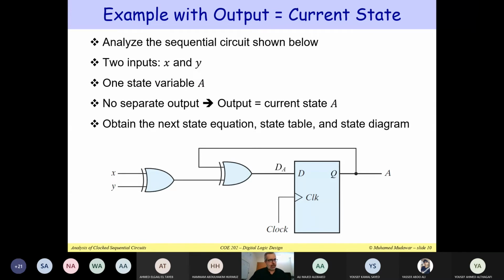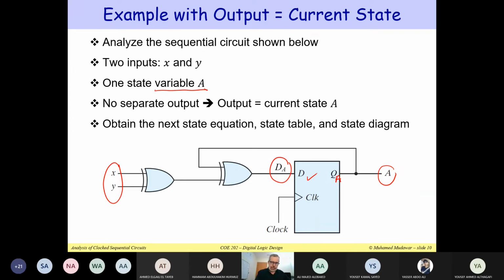Let me show you a second example. Let me show you here a simple example. Notice that we have 2 inputs, X and Y. There is only one state variable, which is A. You can see there's only one D flip-flop. So the output of the flip-flop is the state variable. I'm calling it A, or you can call it QA if you want. You can call the input DA. You just give them names. This is the input to the D flip-flop.